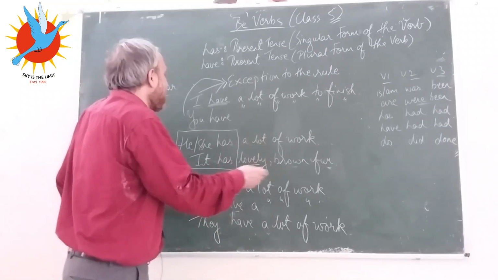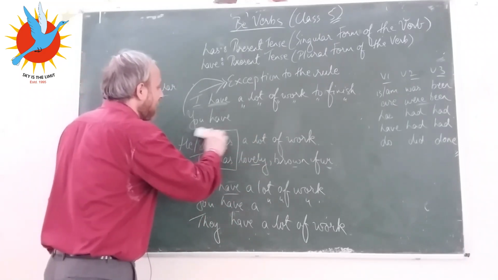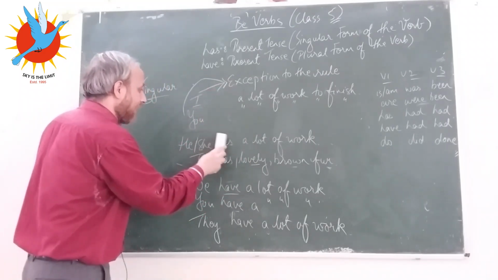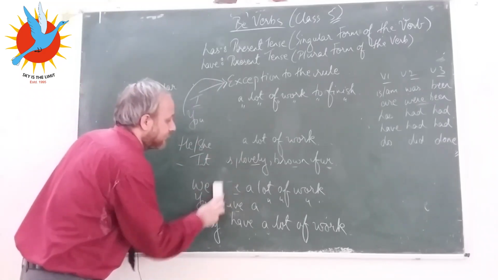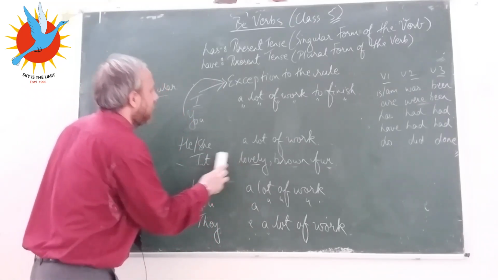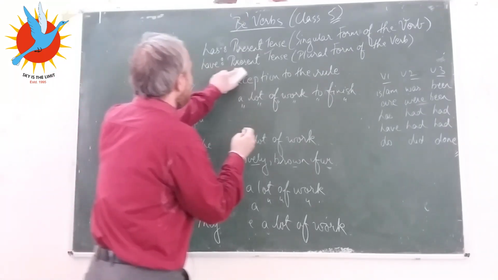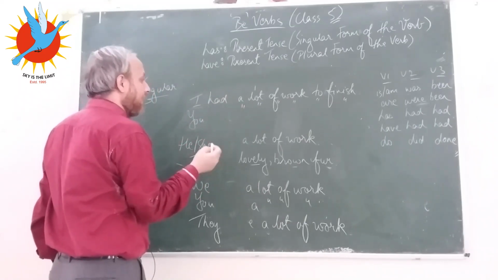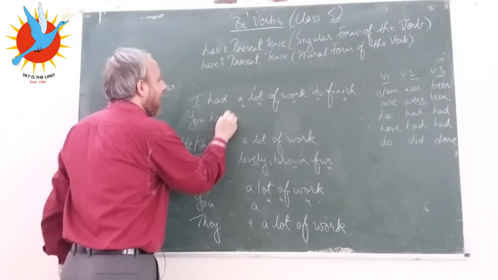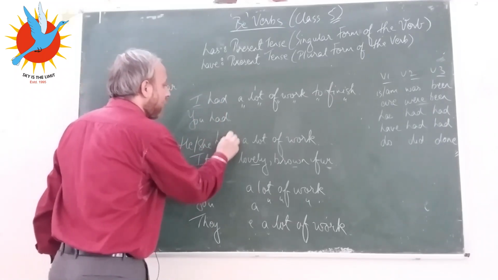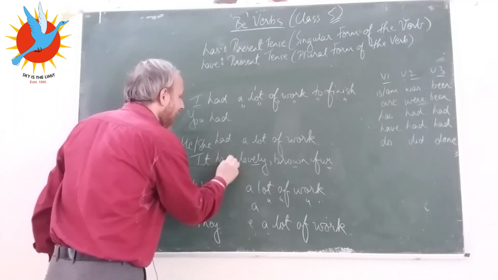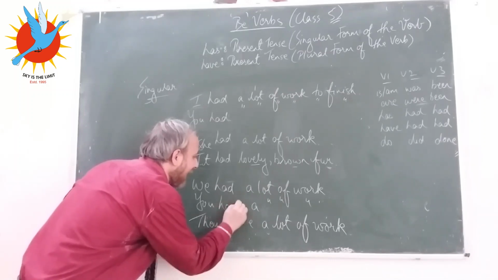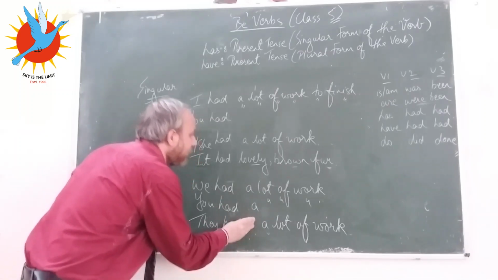And with past, you needn't really bother about subject verb agreement rules. It's very, very simple. With past, let's say I had a lot of work to finish. You had a lot of work to finish. He, she had a lot of work. It had lovely brown fur. We had a lot of work. You had a lot of work. They had a lot of work.